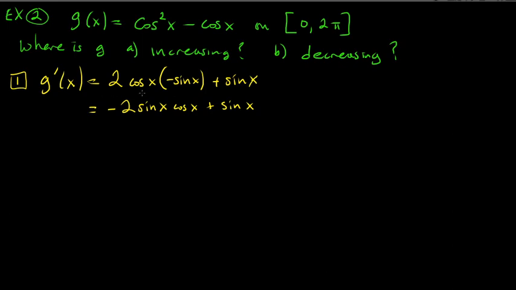And just like the first example, there's no asymptotes here, there's no jumps. This is a nice continuous differentiable function. So the only critical numbers are where this equals 0. So we have to solve this equation.